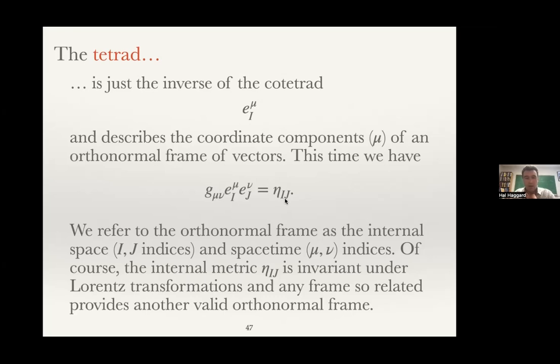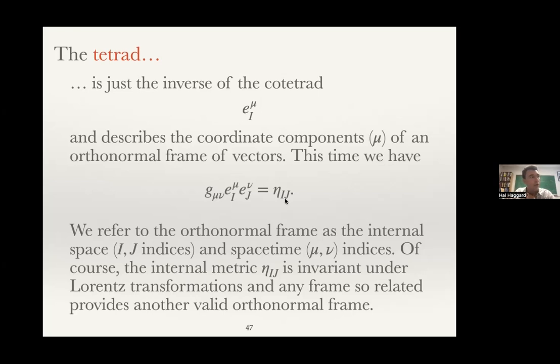So we refer to the orthonormal frame, the one in which we do our laboratory observations, as the internal space, and it has these capital Roman indices I and J. And as I said, the coordinate basis is the basis in space-time that you're used to and uses mu nu indices. And it makes perfect sense that our laboratory setup, our locally free-falling frame, uses the Minkowski metric. Space-time is locally Minkowski.